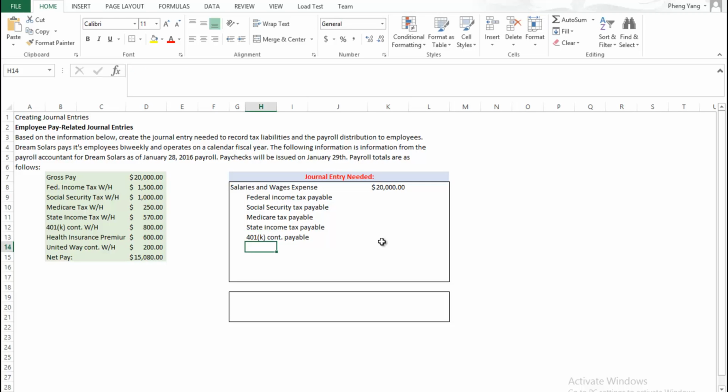I'm just going to do this: health insurance payable. It could be health insurance premium payable, but I'm just going to say health insurance payable. And then United Way payable. Finally, my net pay, which is the $15,080, is going to be a credit to salaries and wages payable, putting it into a payable or a liability account to be paid later. So I'm going to copy and paste all these over here.